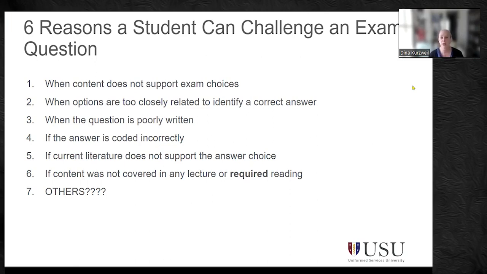If the current literature doesn't support the answer choice, again, this is part of our preparation for developing our courses. We want to be sure we're using current literature to support our answer choice. Now, maybe there's multiple different pieces of literature, but the students should be looking at the content provided and being given the current literature to support a correct answer. And again, if the content wasn't covered in any lecture or required reading, similar to the other one, it's not fair. You're stacking the deck. And I'm sure you guys could think of a lot of other reasons why students can challenge an exam question.